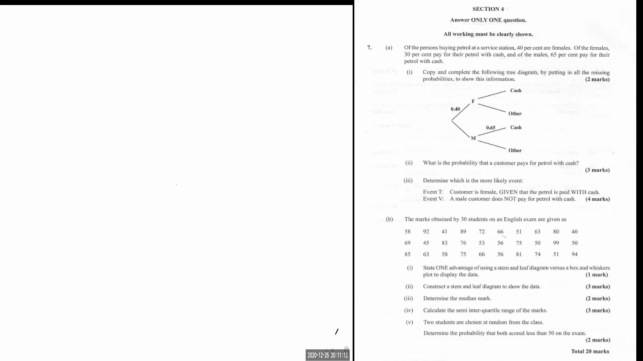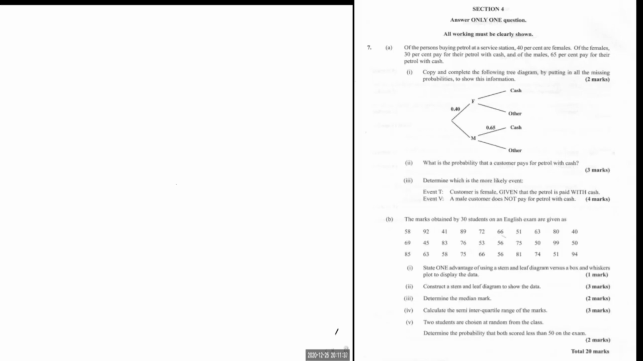Of the persons buying petrol, it says that 40% are females, and of the females, 30% pay for their petrol with cash, and of the males, 65% pay for their petrol with cash. Copy and complete the following tree diagram.